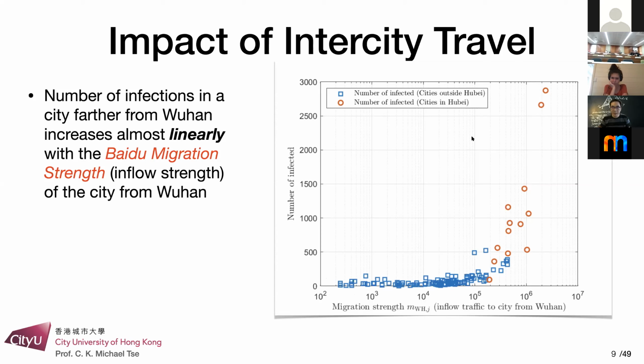And you can see that the number of cases is roughly proportional to the Baidu migration strength. So what we are saying here is that when there are more people coming from Wuhan to a city, that particular city will normally have a higher number of infected cases. That is back in February 2020.